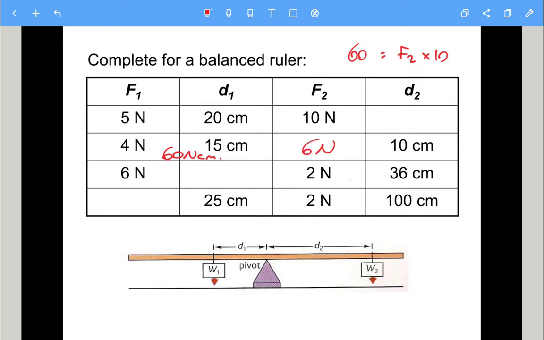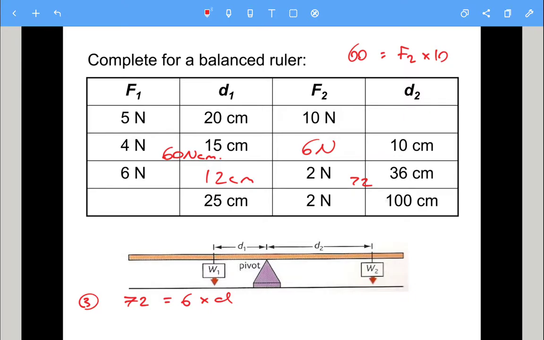And then the same again. Hopefully you've got the hang of this one now. So 36 times 2 is 72. And then the third one, which I'll just put down here: 72 Newton metres equals force 1, which is 6 newtons, times whatever the distance is. So we would have to do 72 divided by 6, which would give you 12 centimetres. Again, if you turn it into metres, it'd be 0.12 metres.